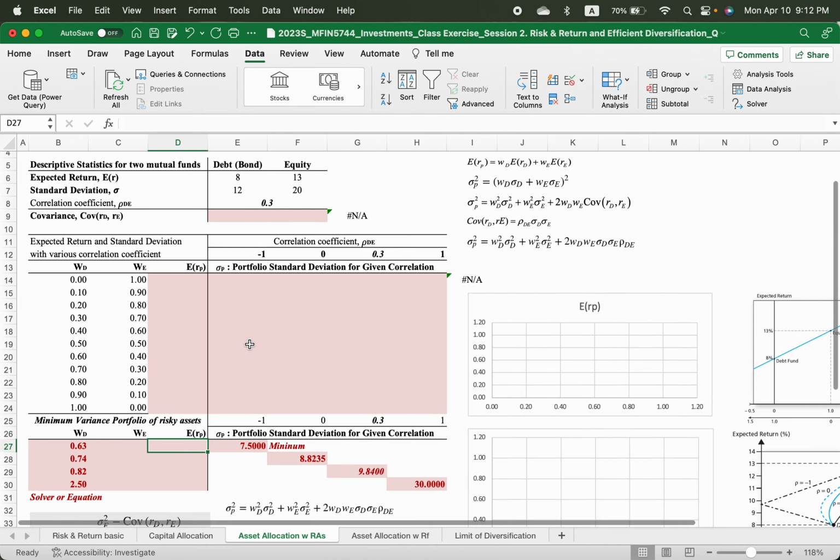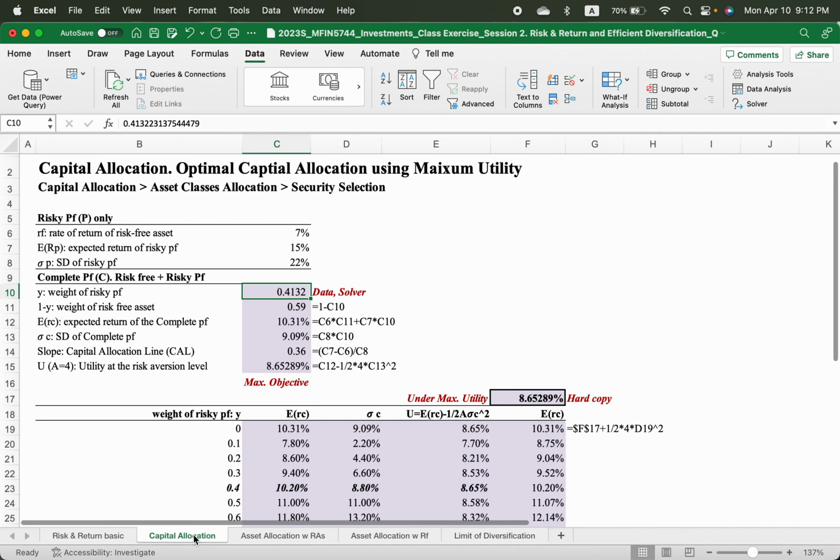Again, here forget about the risk-free asset. What we are doing now is asset allocation, not capital allocation. We finished the capital allocation with the risk-free asset and risky asset portfolio. Now asset allocation means how we allocate two different types of risky assets into the risky portfolio.